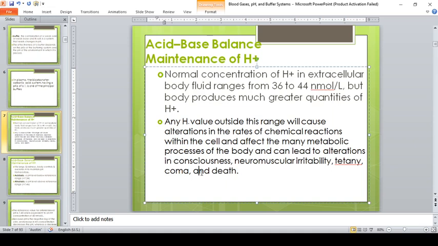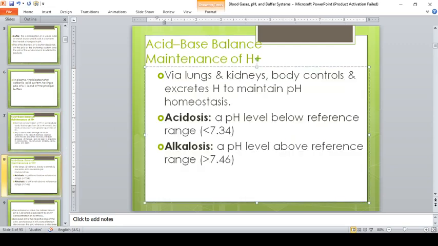Kaya si body naman, yung katawan natin, meron naman siyang ginagawang compensation. Okay? So, it will try to compensate para mabalance pa rin yung acid concentration sa ating katawan. So, the acid-base balance maintenance of hydrogen ion is done by two major organs. Okay? So, dalawang organs ang nag-maintain ng acid-base balance. Si lungs and si kidneys.